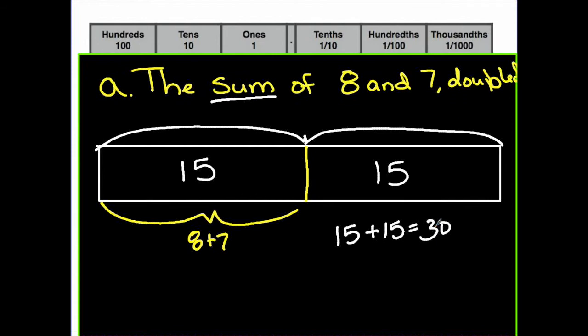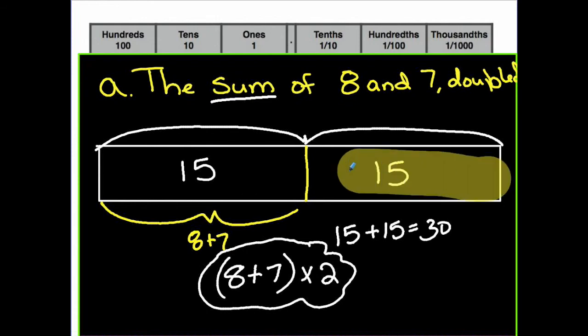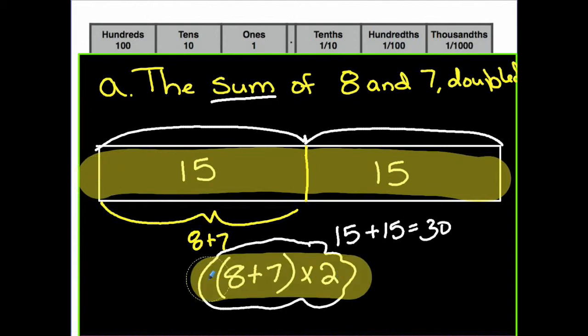What's another way I could have written that? What kind of expression could I have written? You probably could have done this 8 plus 7, and then take that answer times 2. Perfect. So this right here, this thing, that's the model. This is the expression. So make sure you've done that in your book.